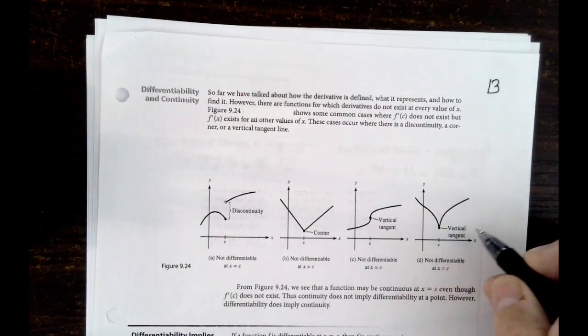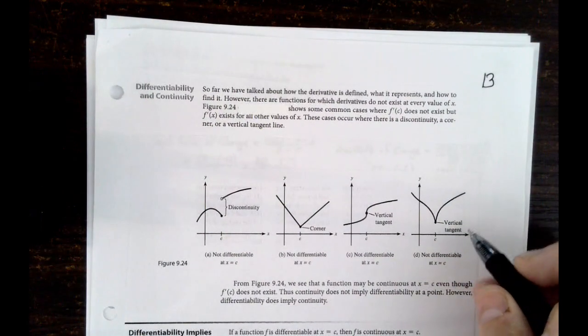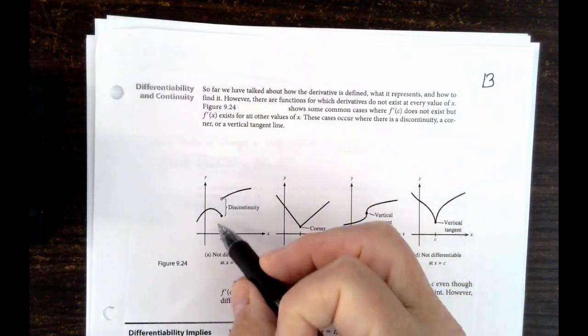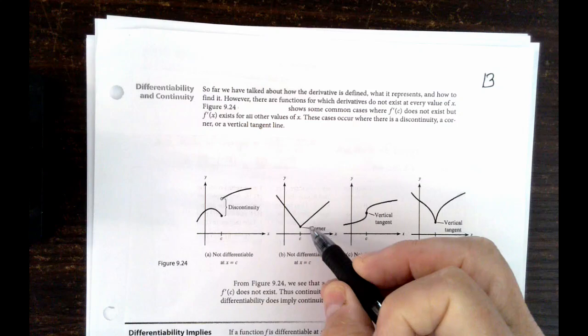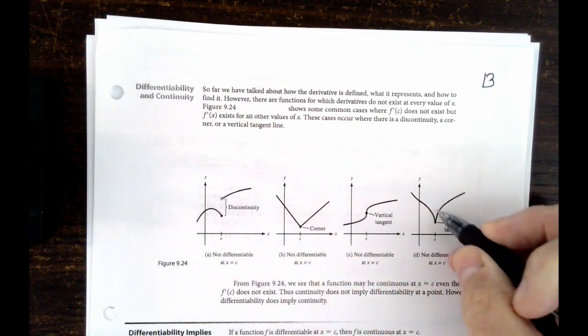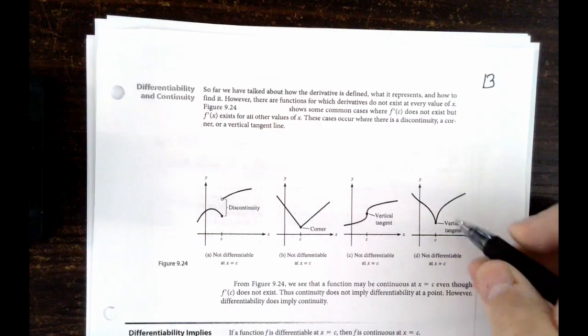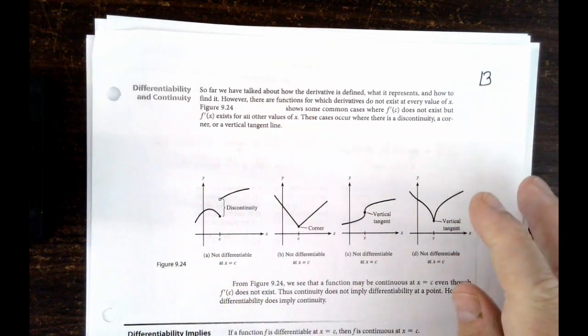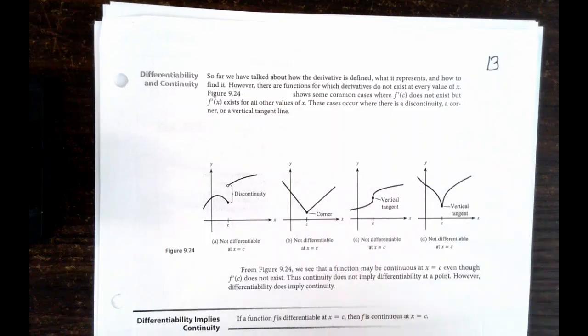Right? So these are places where it's not differentiable because you've got a break there, because you've got a sharp edge there, or because you have a vertical tangent there. And same thing here, vertical tangents. You can't have a vertical tangent or a corner or a break if you want to find the derivative.